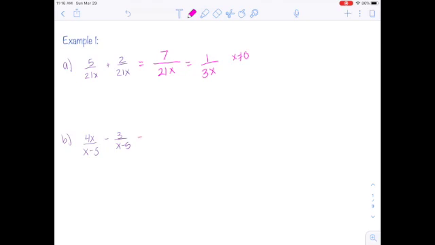In our part B, we've got x minus 5 as our denominators, so you're just going to subtract across your numerators. You get 4x minus 3 divided by x minus 5, and that's just as long as x doesn't equal positive 5.